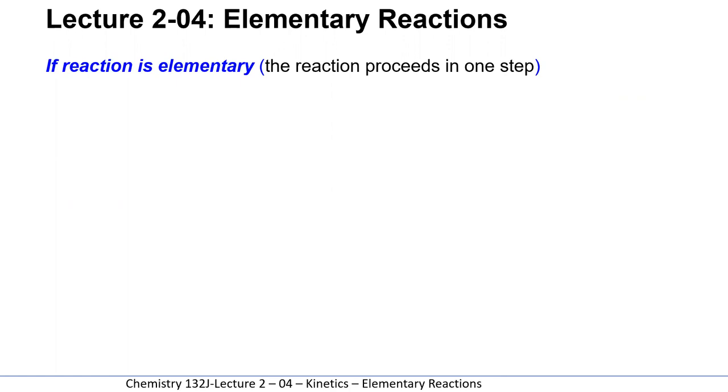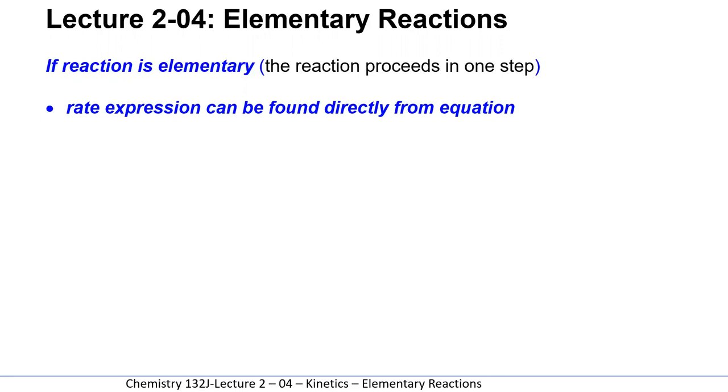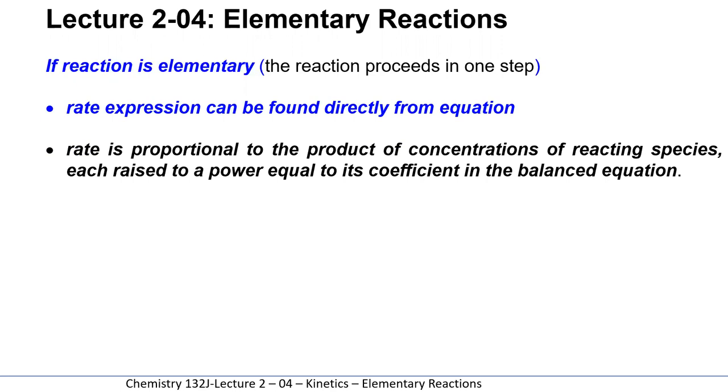And of course, an elementary step is a step where the reactants proceed to the products in the manner directly described by the equation. So a rate expression can be derived from that elementary reaction if it is the slowest possible step. So the rate is proportional to the product of the concentrations of the substances in the rate limiting step.